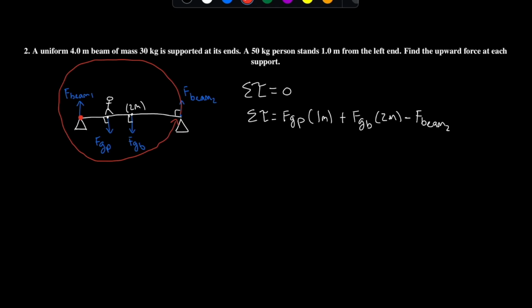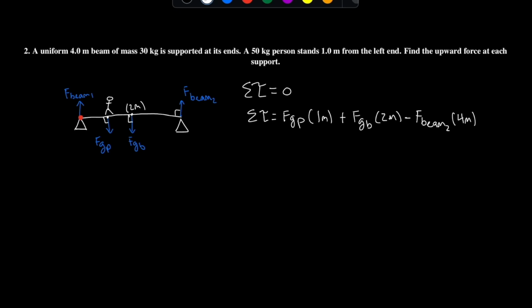And because we use directions as our positive and negative rotational directions, we're going to set the torque from F beam 2 opposite to the torque of the two gravitational forces. So here we have a negative torque of the force of the beam 2 times our radius, which is just the length of the beam, or 4 meters.